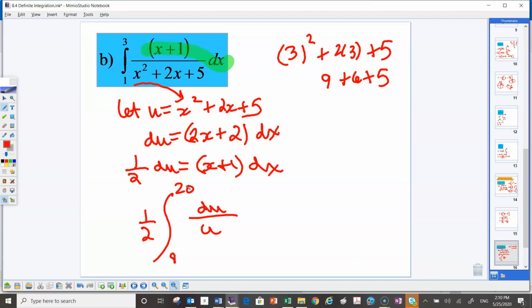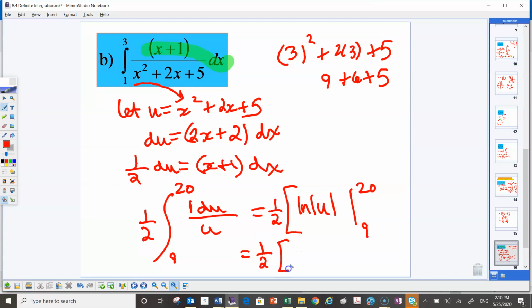And now we are just going to take the integral of this, and I hope you realize that du over u is the same thing as 1 over u du. So my 1/2 is a constant. The integral of 1 over u is absolute value ln u, going from 8 to 20. So this is going to be 1/2 times ln 20 minus ln 8. And you could leave your answer like that.